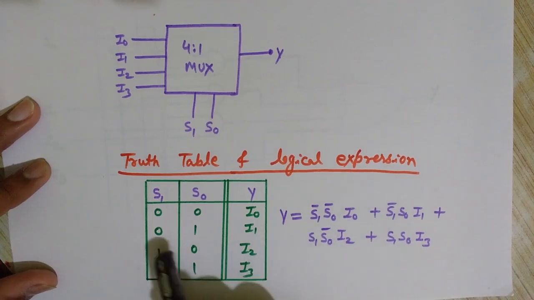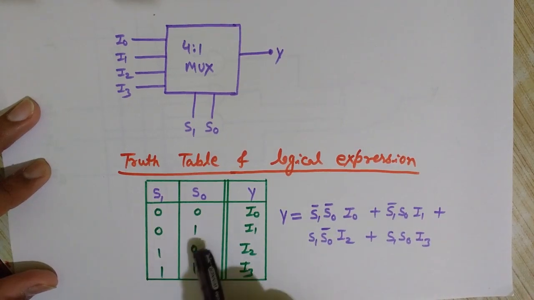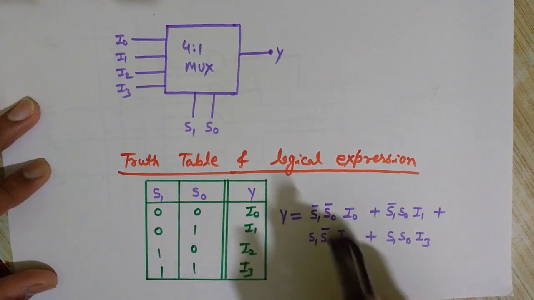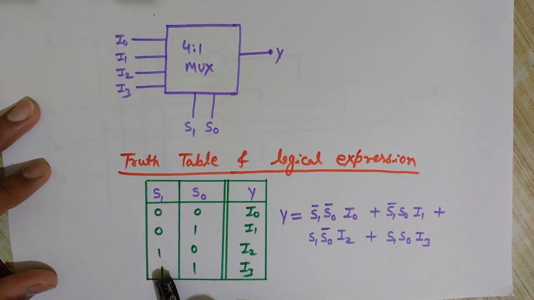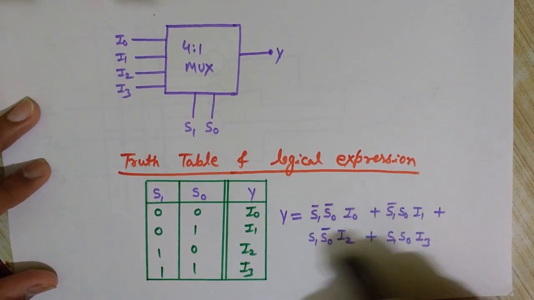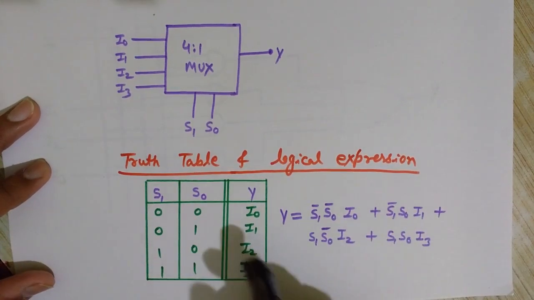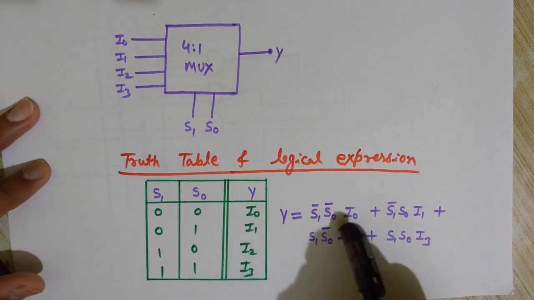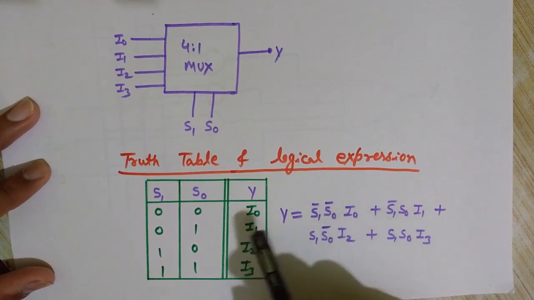Okay, and what is this? This is S1, and S0 is bar, since 0 means bar. So S1 S0 bar I2 plus S1 S0, no bar because both are 1, S1 S0 I3. Okay, we add these all, so we will get the output. You can cross check that this expression actually denotes this truth table.